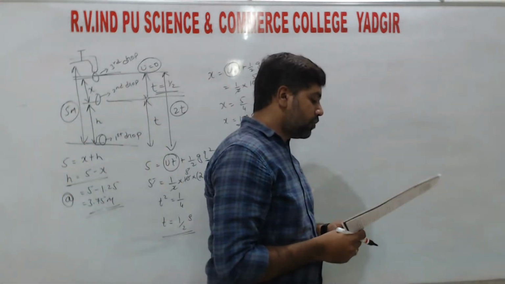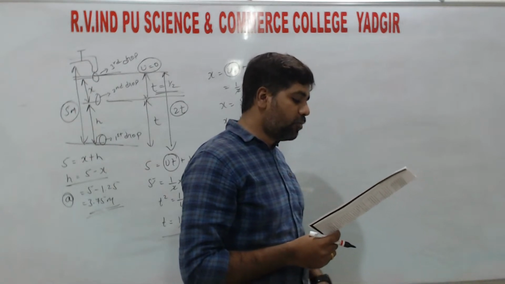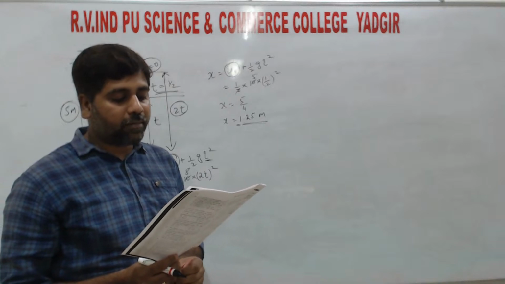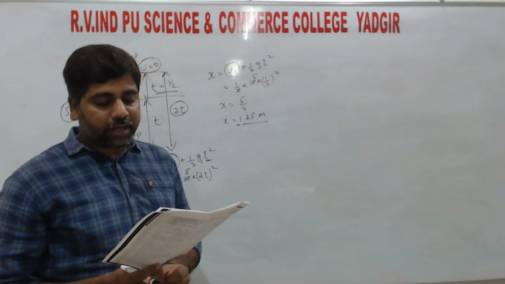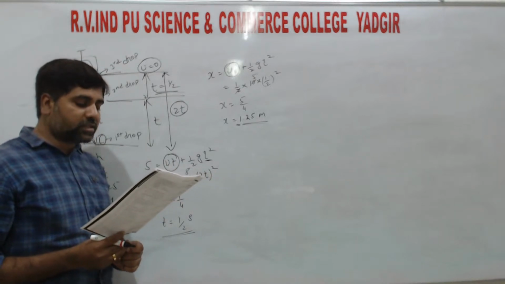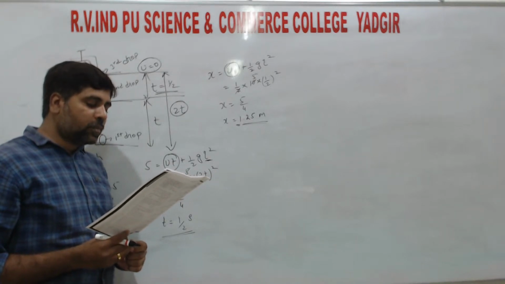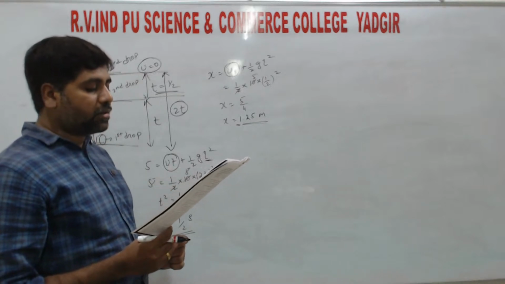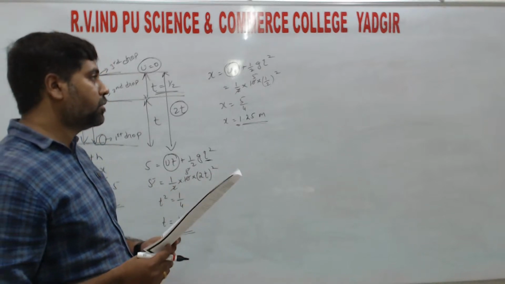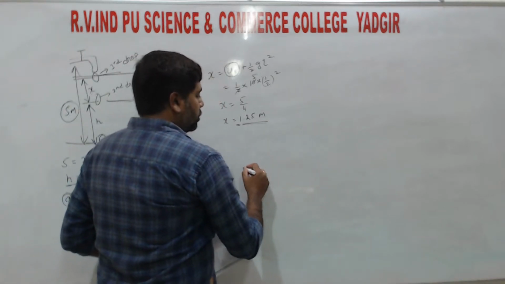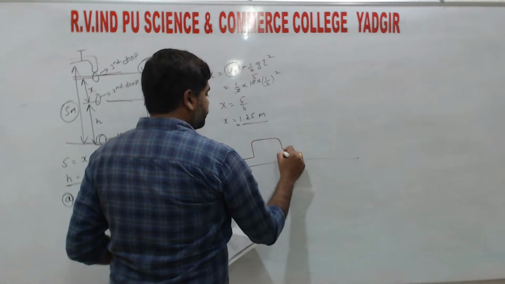So next, a car accelerates from rest at a constant rate alpha for some time, after which it decelerates at a constant rate beta and comes to rest. If the total time elapsed is t, the maximum velocity acquired by the car will be, right? So this can be seen by the graphical method or a general method. So there is a car.